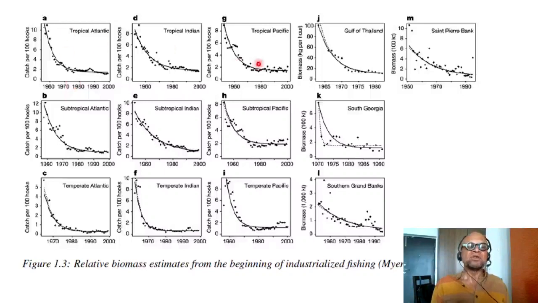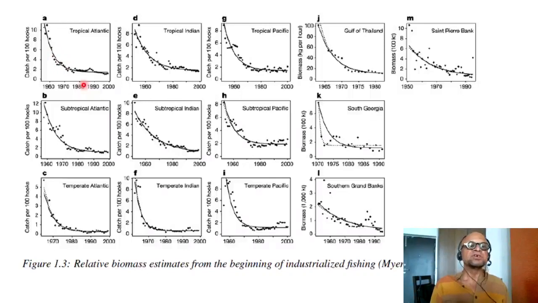So you're looking at different regions: tropical Atlantic, Indian, Pacific, Gulf of Thailand, St. Pierre Bank, and so on. And you're looking at catch per 100 hooks. So you're in some sense looking at catch per unit effort over the period of 1960 into 2000, so the 1990s. And you basically see that every region has had catch per 100 hooks drop over time.